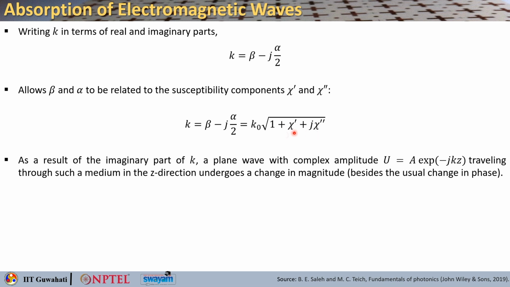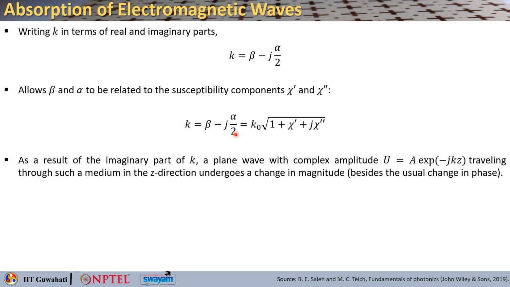As a result of this imaginary part of k, the plane wave with a complex amplitude, U equals A exponential of minus j k z, traveling through such a medium in the z direction will undergo a change in magnitude, because there is loss.